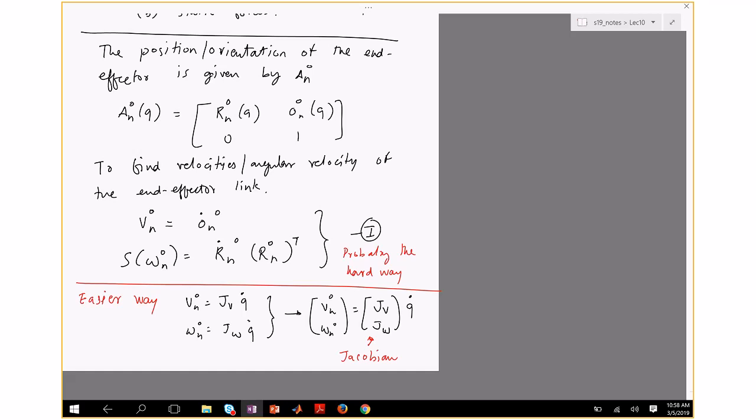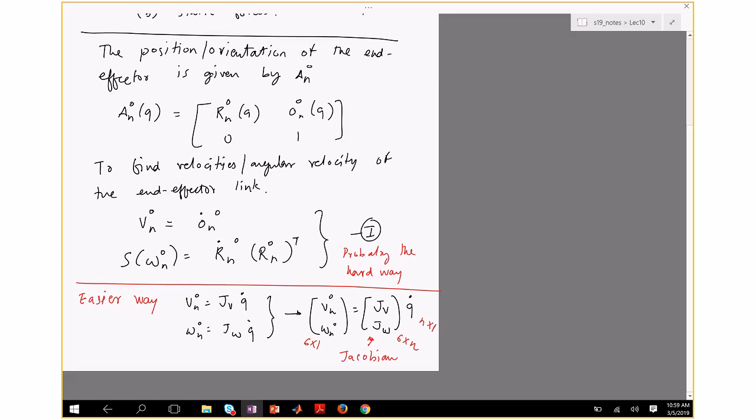So this vector here on the left side is 6 cross 1, because velocity has vx, vy, vz, and omega is omega x, omega y, omega z, so that's going to be 3 and 3, 6. Q dot for an n link manipulator is going to be n comma 1. So if you have 10 joints, q is going to be 10, right? Because there are 10 degrees of freedom. And then clearly for this multiplication to be compatible, you need J to be 6 comma n. So when you do 6 times n comma 1, you get 6 cross 1.